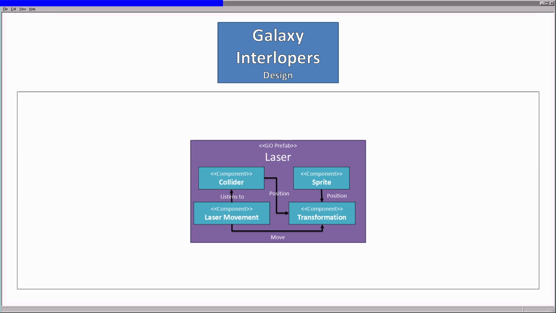We can now see the laser game object and its assembled components. We notice that it's a prefab as we need to dynamically create many lasers for our game. We notice that the collider and our sprites both use the position property provided by the transformation component. We also notice how the laser move component is listening to the collider. This code is combining the movement behavior and the collision response into one component for a more simplified design.